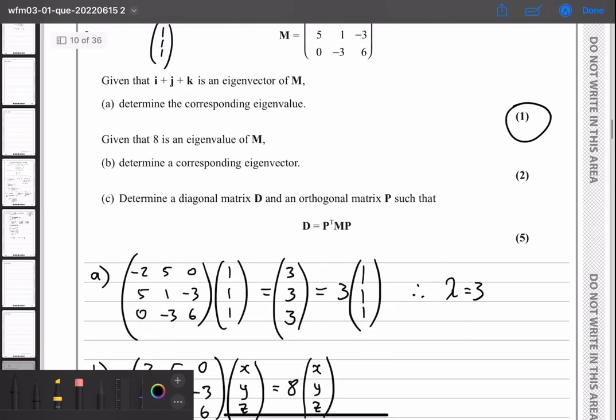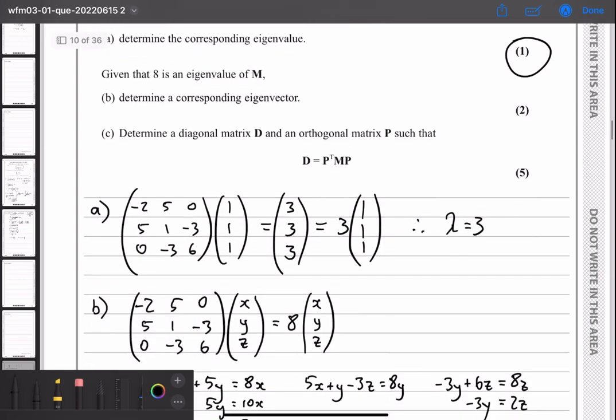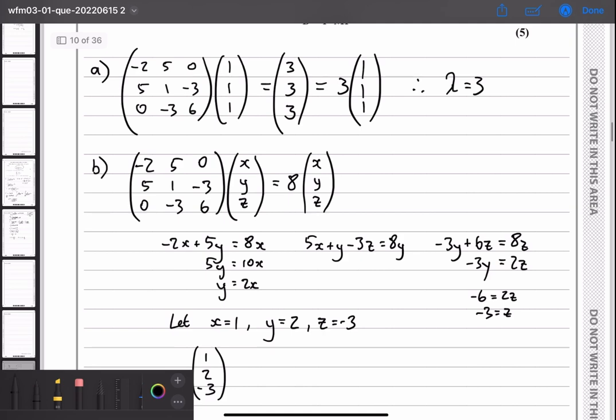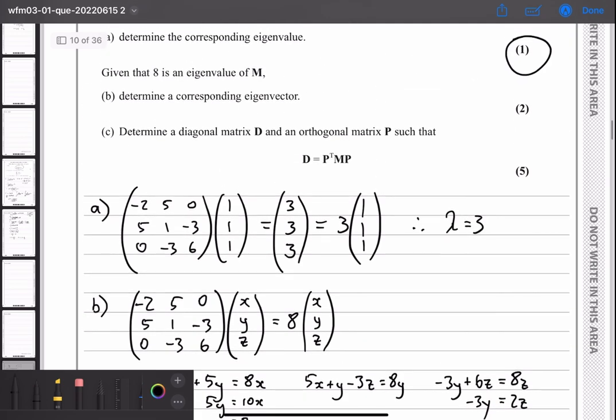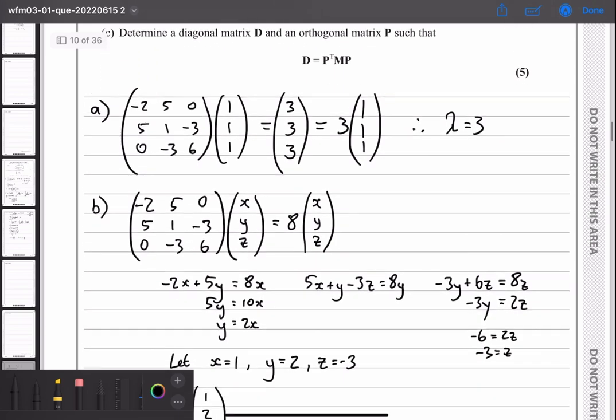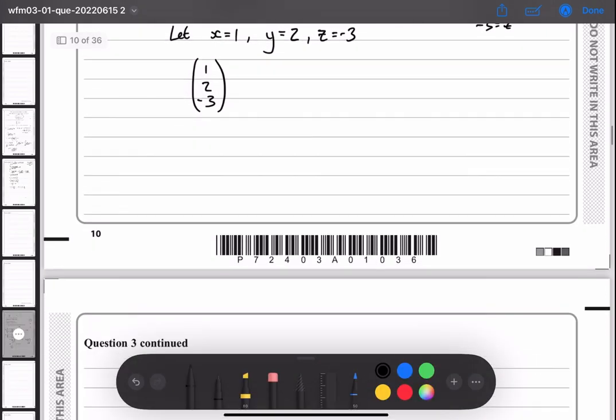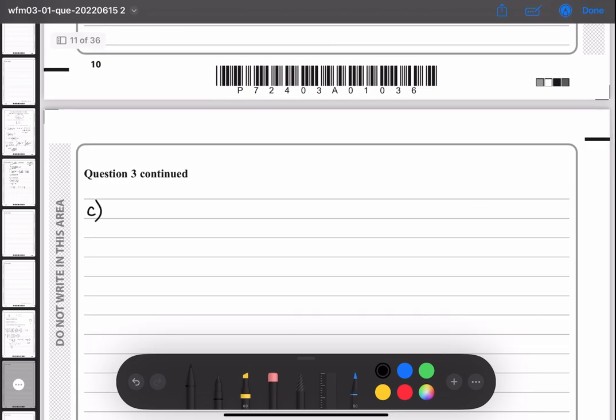Part C, determine a diagonal matrix D and an orthogonal matrix P such that this is true. What we've got so far is 2 eigenvalues, 3 and 8, and 2 eigenvectors corresponding to those eigenvalues. In order to get the diagonal matrix and the orthogonal matrix, we're going to need the third and final eigenvalue and eigenvector. To do that, we need the determinant of M minus lambda I, set it equal to 0 and then solve it.